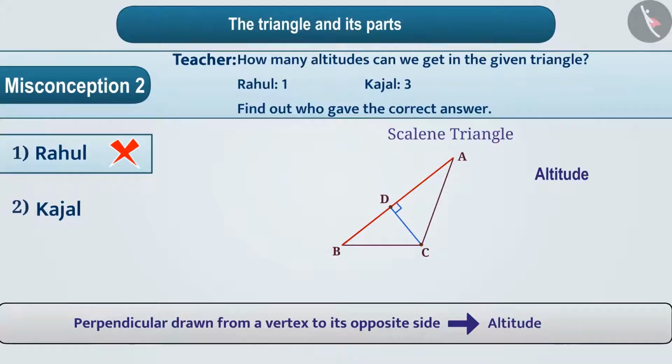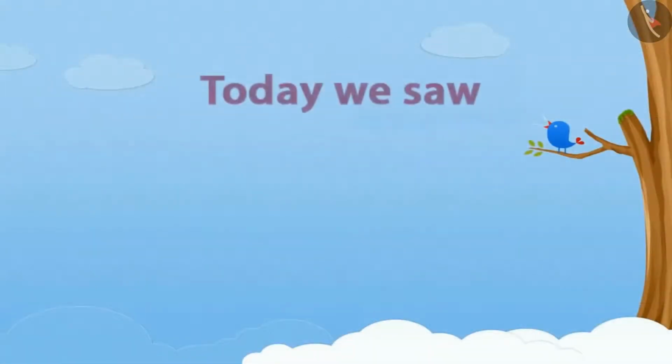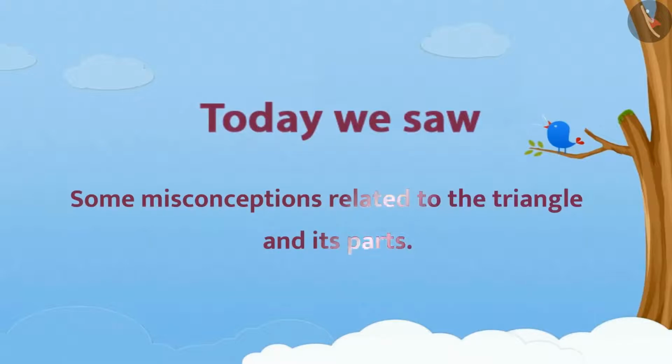The correct understanding is that the altitudes can be inside the triangle and also outside. For example, if the side BC is extended here, an altitude can be made from the vertex A in the same way. Similarly, if the side AC is extended, an altitude can be made from the vertex B. In this way, we can draw 3 altitudes in any triangle. Hence, the understanding of Kajal is correct, that is, option 2 is the correct answer. Today we saw some misconceptions related to the triangle and its parts.